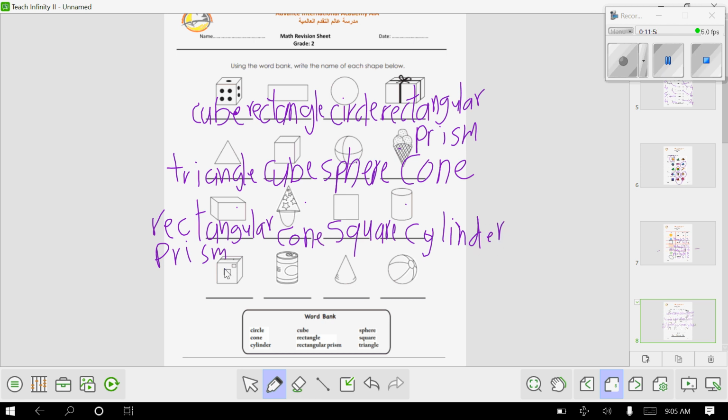Here, the box. Perfect, it's a cube. This can, yes, it's a cylinder. And here is the 3D shape. Perfect, a cone. And here is the ball. It's not a circle, it's a sphere. Amazing.